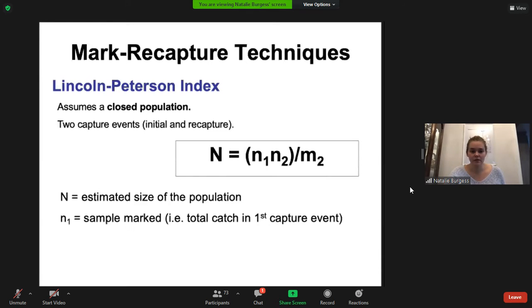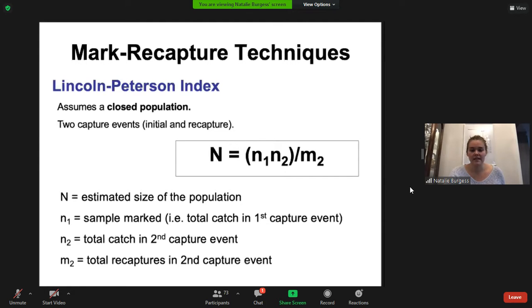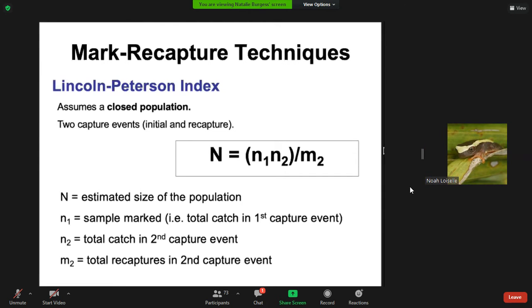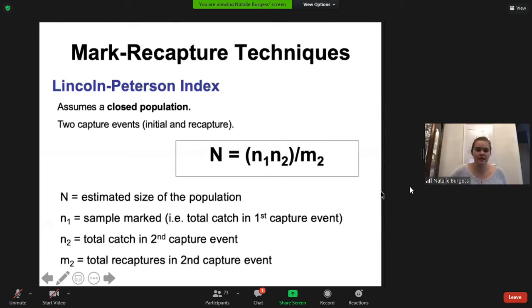So this is the formula. Can anyone think of any downfalls to this index? Most populations aren't closed like in the real world. Yeah, so that's one of them. But the main thing here is that there's only two capture events. So you have your initial capture and your secondary capture, and you're using only those two to determine the whole population. So it's a really limited sample of the whole population. Depending on the species that you're looking at, this may not be very representative.